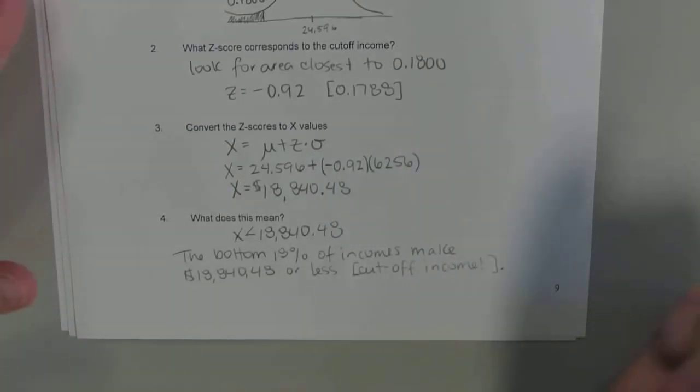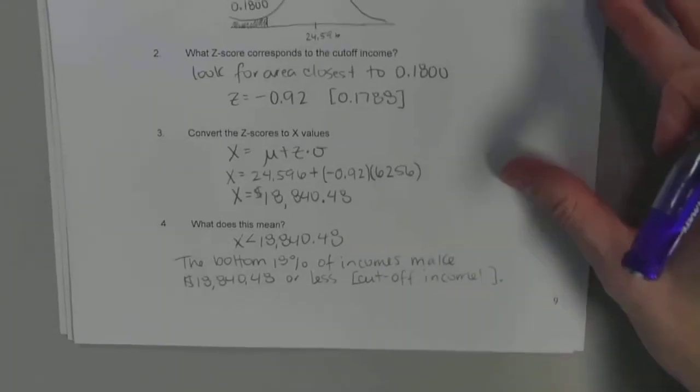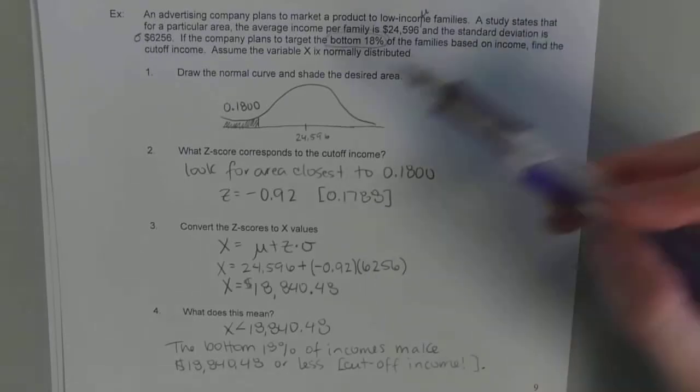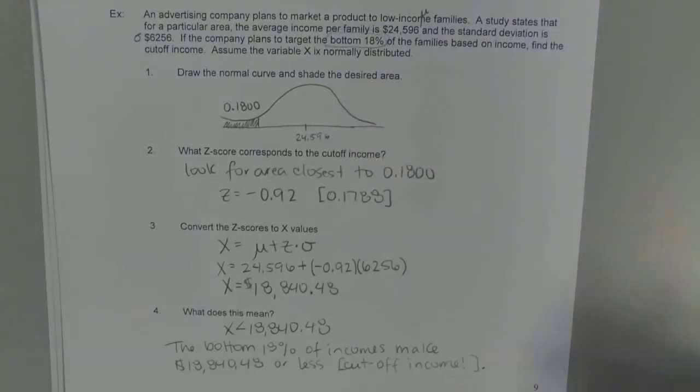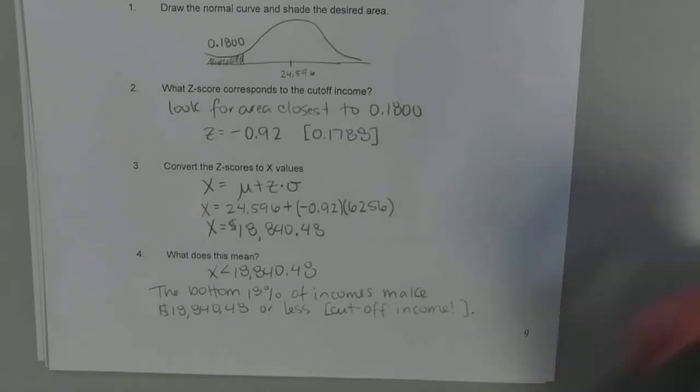So if you make $20,000, you would not be targeted. If you made $12,000, you would be targeted. Another way you can think of it is 18th percentile, right? You're in the 18th percentile if you make that amount. If you weren't too sure how to answer that question, go back to the actual question: find the cutoff income. That's what we found. We found the cutoff income. Are there any questions on that guy?